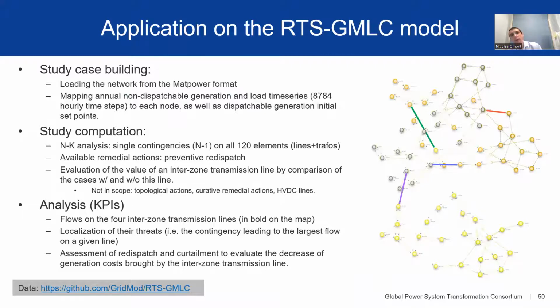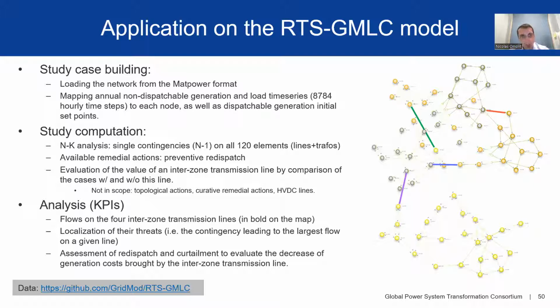So for the RTS-GMLC model, what did we do? We loaded the network from the MATPOWER format, and then we mapped the non-dispatchable generation and the load time series over the year, one year on each node. We also mapped the dispatchable generation initial set points. So we start from a unit commitment because, as you will see, the cost of redispatching is rather simple. There is only an upward cost and a downward cost for each unit.